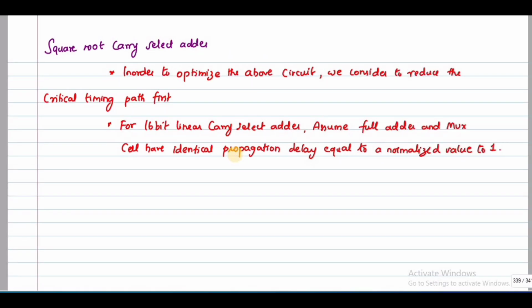Let us now discuss the square root carry select adder. In order to optimize the above circuit, we have to consider reducing the critical timing path first. For that, let us take a 16-bit linear carry select adder. Assume the full adder and the mux cell have an identical propagation delay equal to a normalized value of 1.